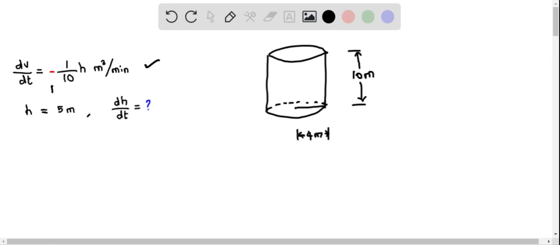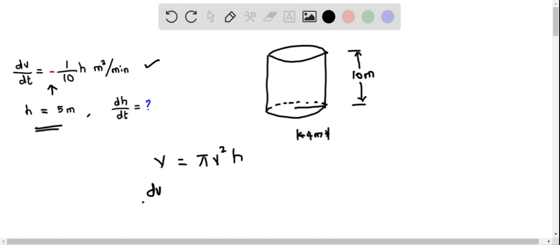I have put a negative since the water is leaking out, that is, the water is decreasing. And we have to determine the rate at which the height is changing when height equals 5 meter. So first, let's write down the formula for volume of a right circular cylinder, which is V equals pi r squared h. And I'm going to differentiate both sides with respect to time.